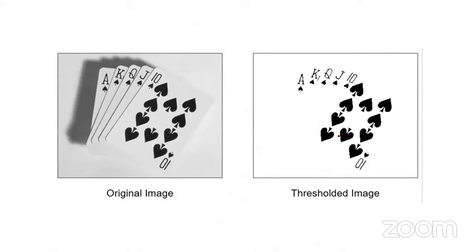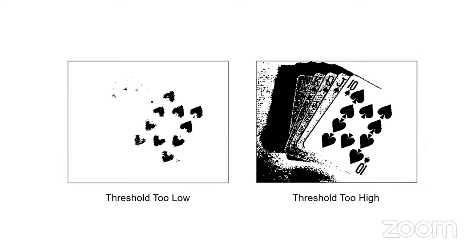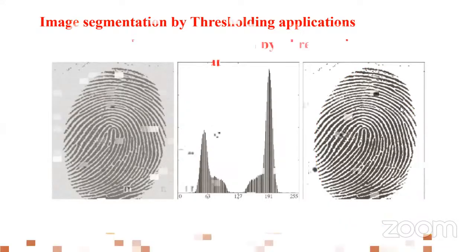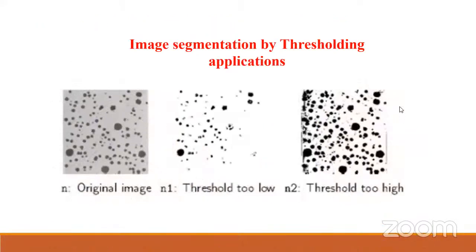Original image, thresholded image. By using some threshold value, we can extract and segment the given objects. Like this, we can segment here also. And fingerprint recognition also: when you put your fingerprint for biometric attendance, you can segment the input image and get this output image. And for healthcare applications, this is the input image. After applying the threshold value, we are able to find the infected cells.